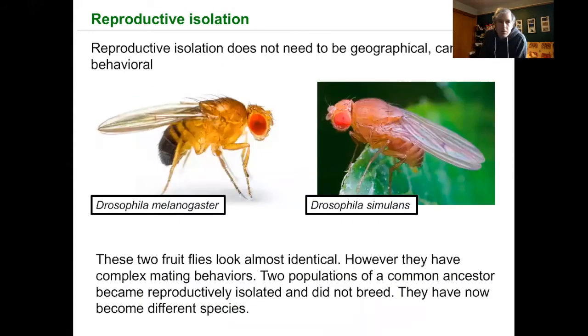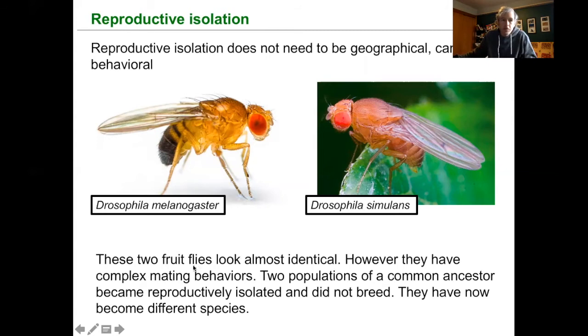But reproductive isolation does not necessarily need to be geographical. It doesn't need to be the case where a population has become split in two because something about the land or the sea has changed and the individuals can no longer interact. It can also be behavioral. So a great example of this is seen here.